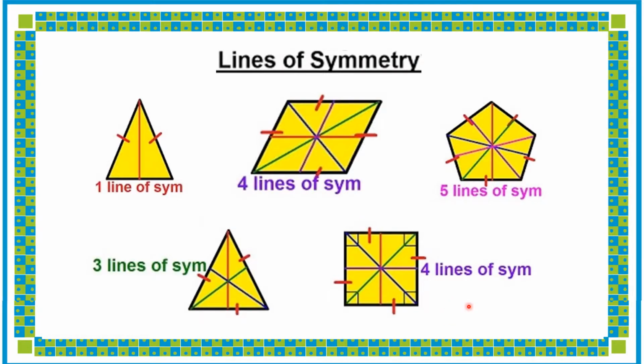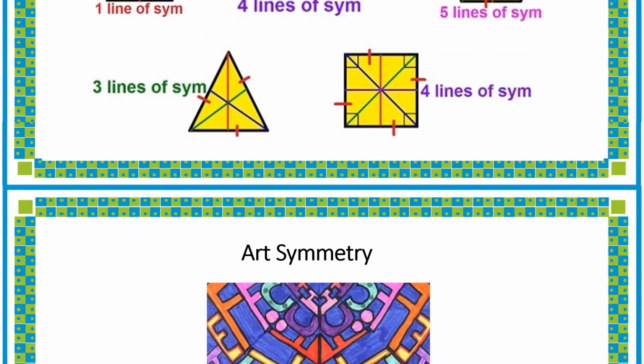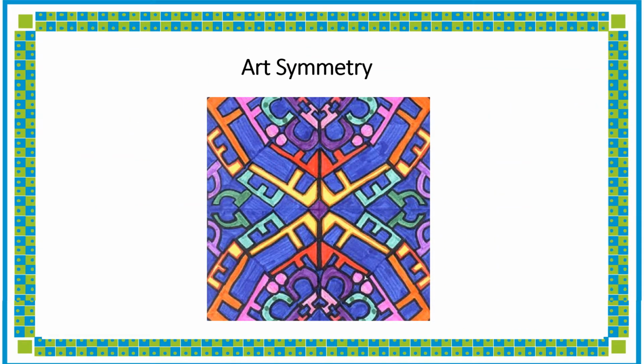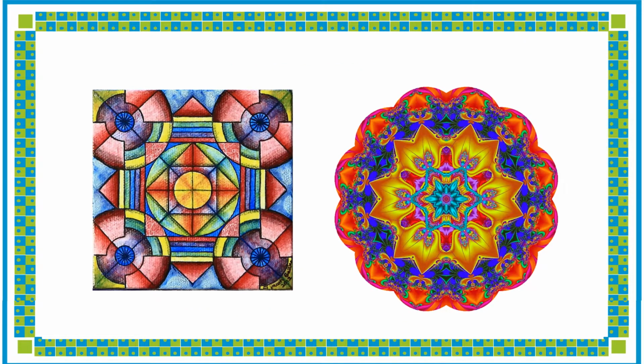In a square, there are 4 lines of symmetry because it can be folded horizontally as well as vertically and also diagonally, and in each case one half covers the other one completely. We see symmetry in art form also, where you can see lines of symmetry.